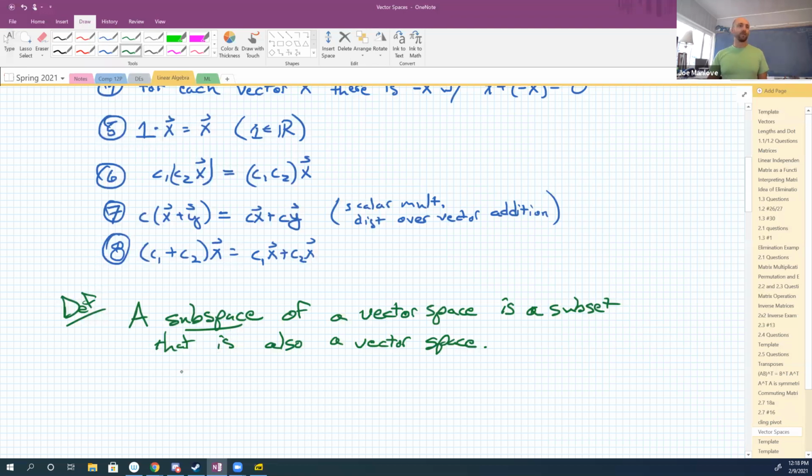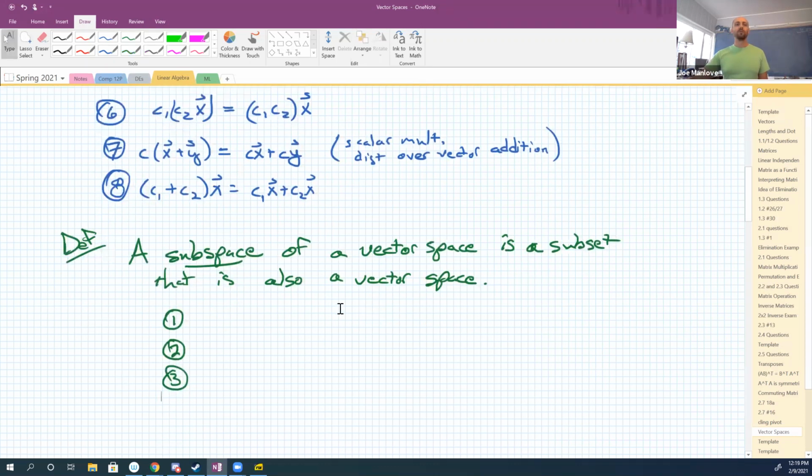So in order to check for a subspace, I just need to check 3 things. And really, I only need to check 2, but the third one is so nice, I'm going to put it in here. It's actually a consequence of the first 2, but it's really easy to check first.